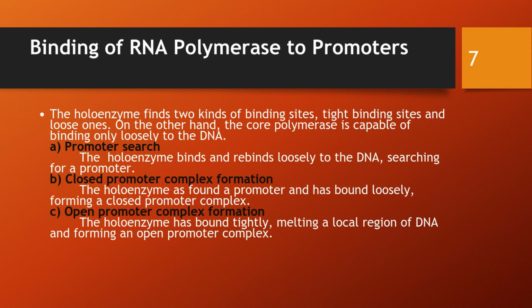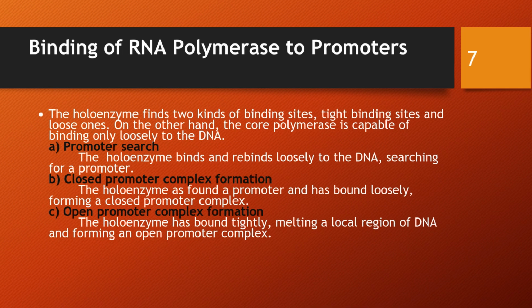The process of the RNA polymerase finding and binding to a promoter happens in distinct steps. First, the holoenzyme loosely scans the DNA, binding and rebinding. This is the promoter search. Once it finds a promoter sequence, it forms an initial loose association called the closed promoter complex. Finally, the DNA strands at that site locally unwind or melt, and the polymerase binds tightly, forming the open promoter complex. This open complex is now ready to start synthesizing RNA.